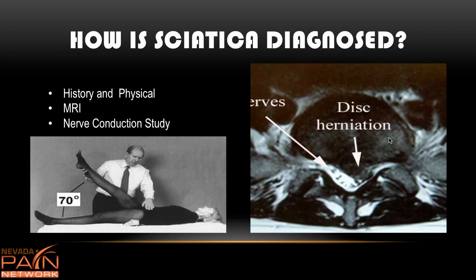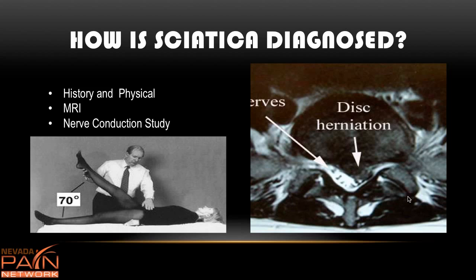Well, how exactly is sciatica diagnosed? Initially, it's history and physical. What the patient says as far as where the pain is and what it feels like can be very indicative that that's what you're dealing with is sciatica. On physical exam, one of the best tests this doctor is performing here is a straight leg raise test. That puts tension on the sciatic nerve and causes severe pain. And when the knee gets bent, that's when the pain goes away or relaxes.